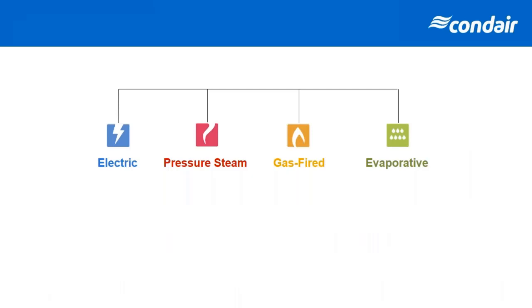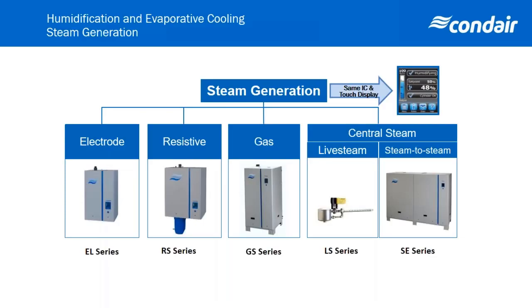So for Condair's available product line, we break it out into 4 overall categories. From the steam generation side, we have electrode, resistive, gas humidifiers, and central steam as well. So it could be live steam, so direct steam from the boiler, or a steam to steam system where we generate clean steam by using the steam as a heat source and having a heat transfer in there as well.